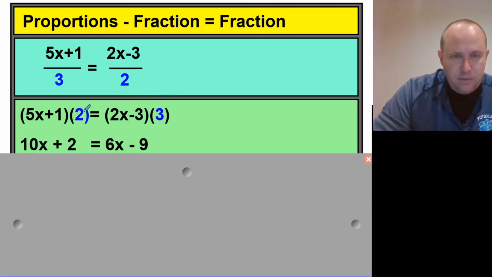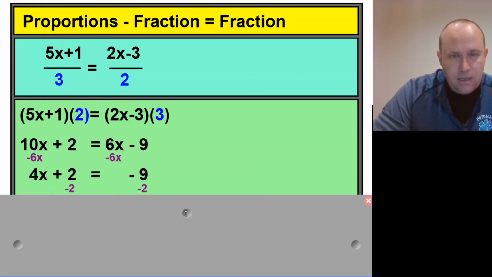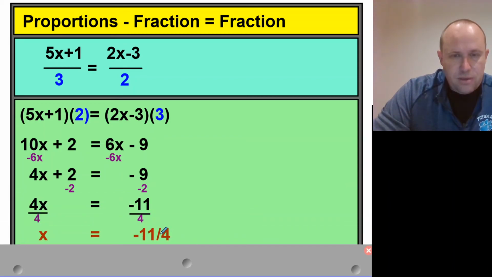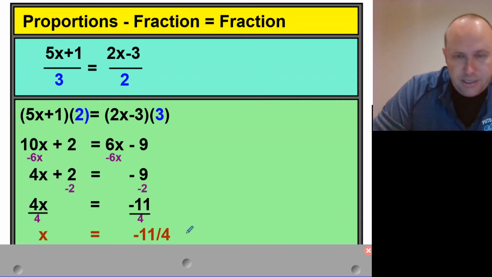If we have x's on both sides, remember we want to move our x's to the left. So instead of this positive 6x, I want to do negative 6x. And move the numbers away from the x. So instead of adding 2, you can subtract 2. And then that last step, instead of timesing by 4, you can divide by 4. And we'll just leave that as a fraction, as it doesn't actually simplify.